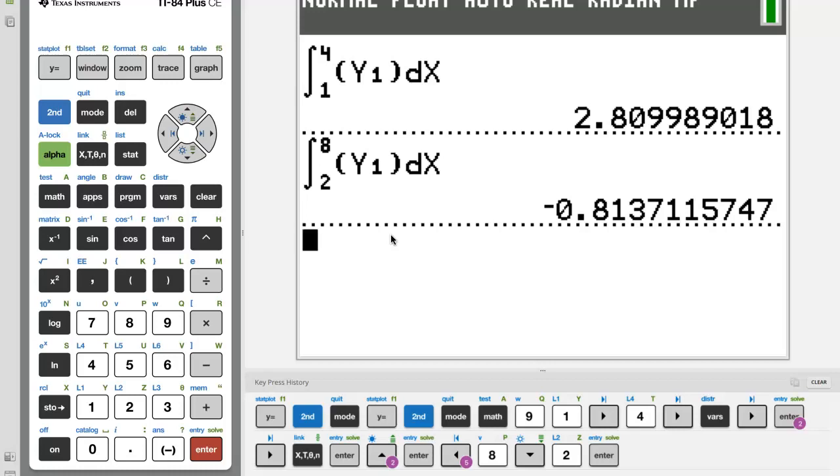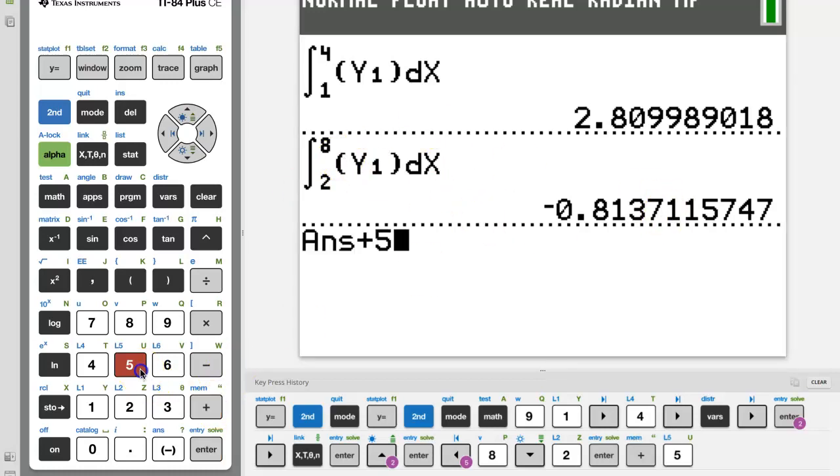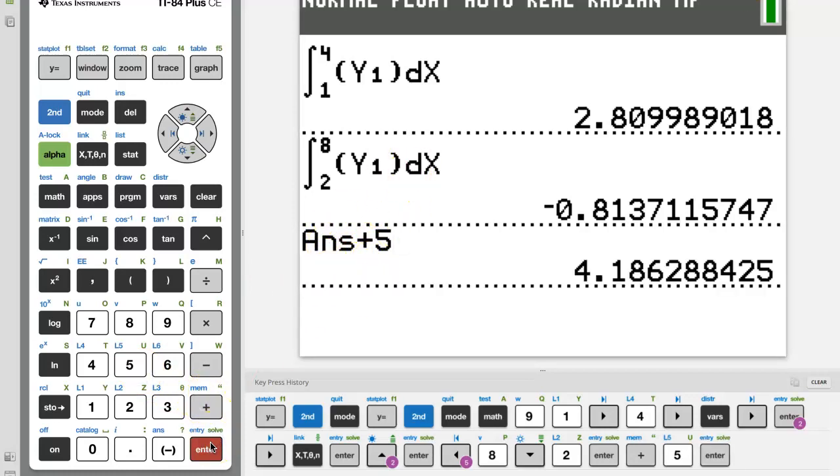And then there's one extra thing I kind of want to just tack on at the end here. Maybe you had to find an integral and then you have to add 5 to it. So there's 2 ways you can do that. Once I get my answer, I can just type plus 5. And if you type an operator before anything else, it's going to take your previous answer and add 5.